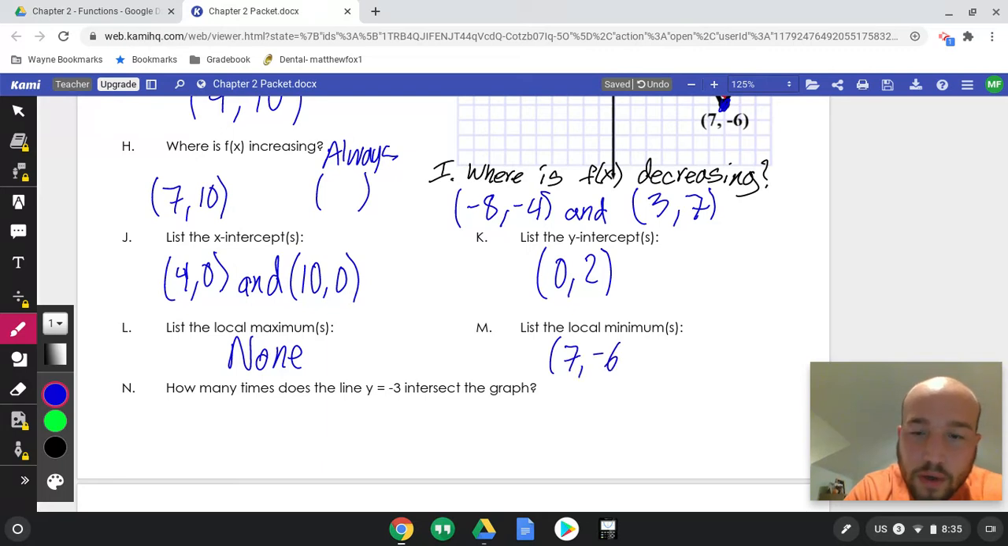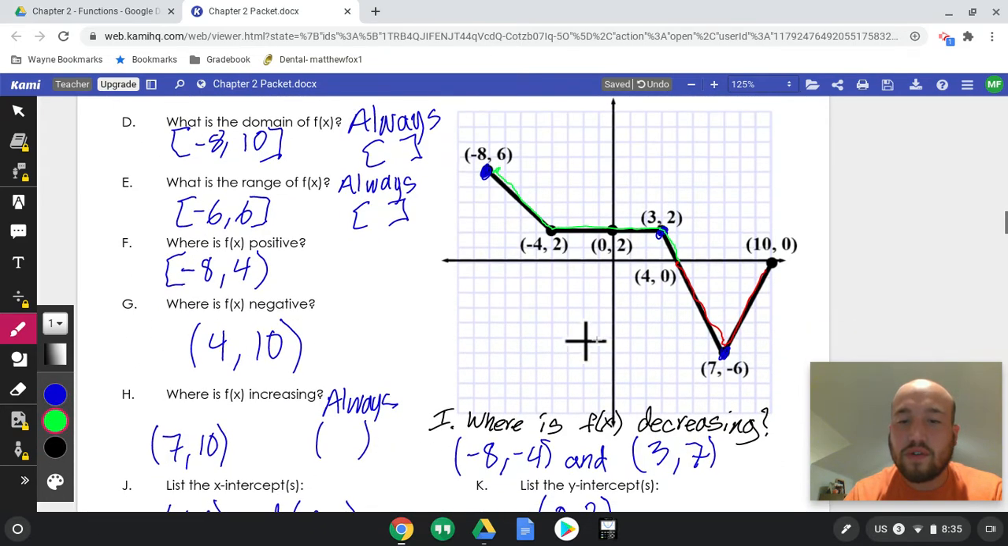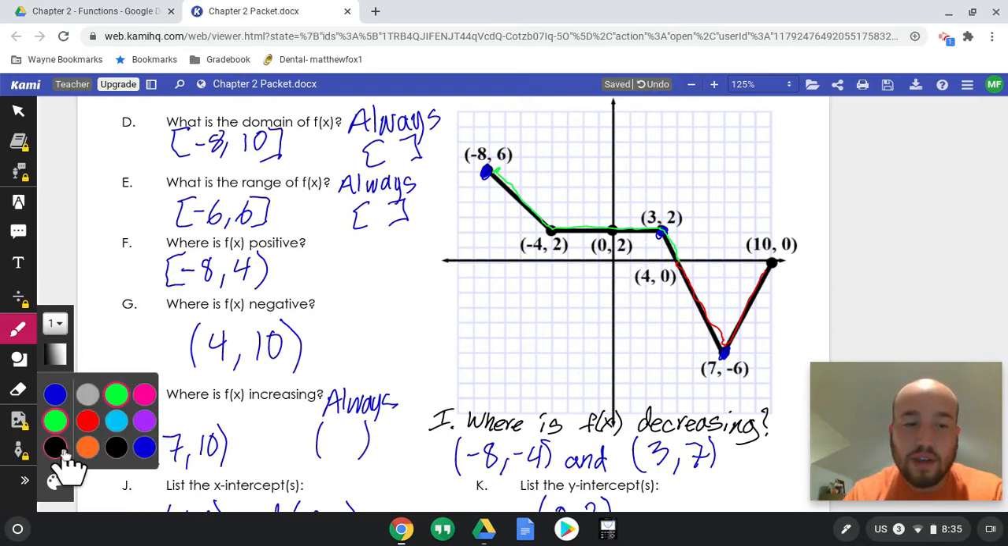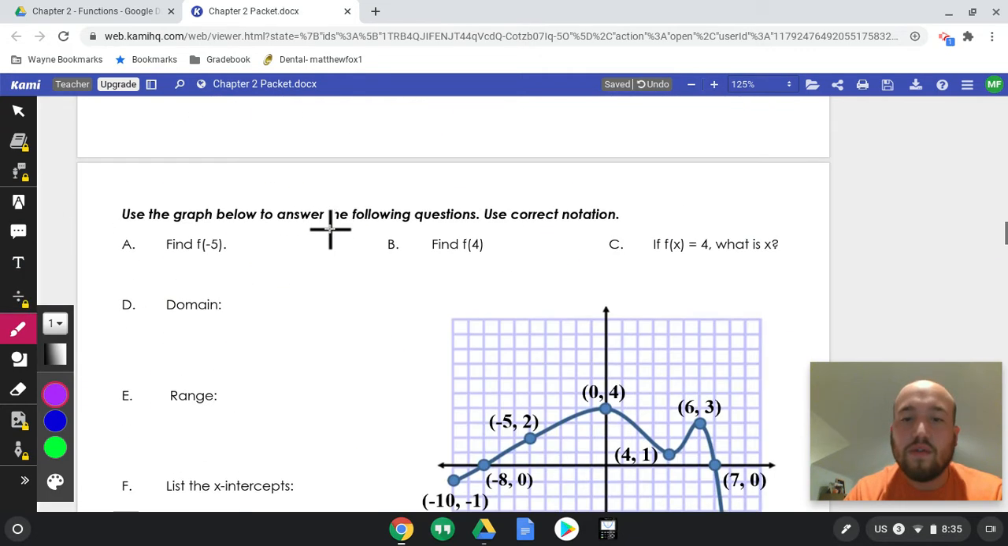Now this final one, you probably didn't do any of this in Algebra 2 last year. It says, how many times does the line y equals -3 intersect the graph? So first go on the y-axis to -3, and let me get a different color here. So -3 here, and then I'm just going to draw that line across, and 1, 2, it hits it 2 times.